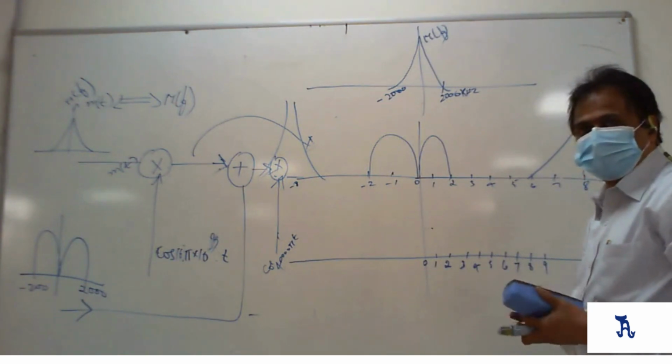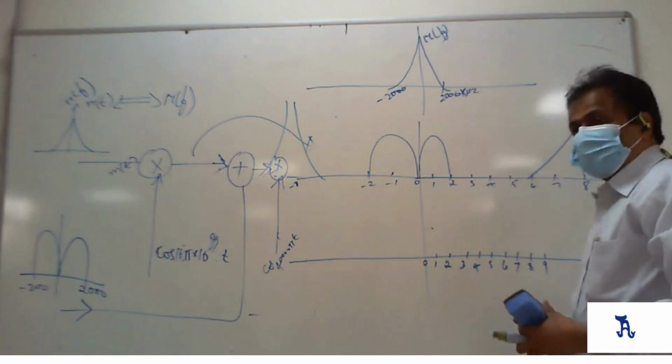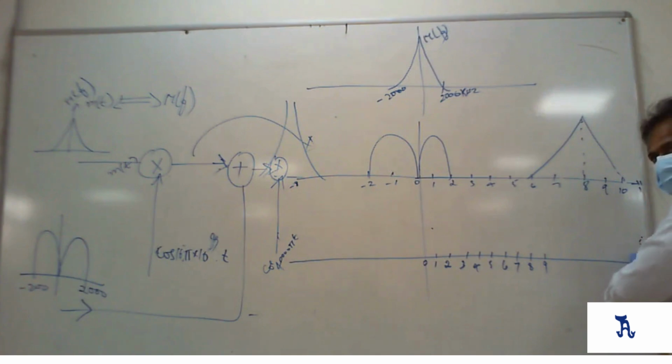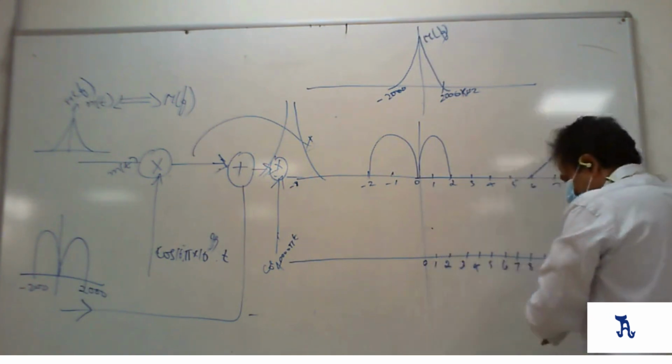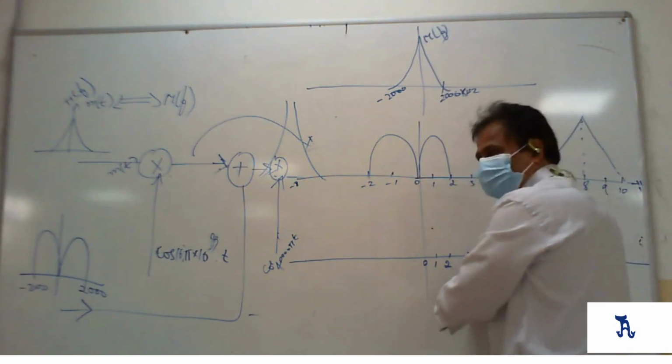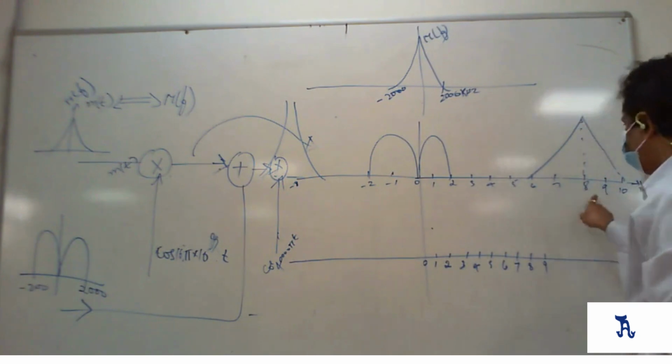Have you understood this? And what is the bandwidth? See the maximum frequency in this, see the minimum frequency in this. The difference between maximum frequency and minimum frequency is going to be your bandwidth. In this, what is the bandwidth? Tell me.